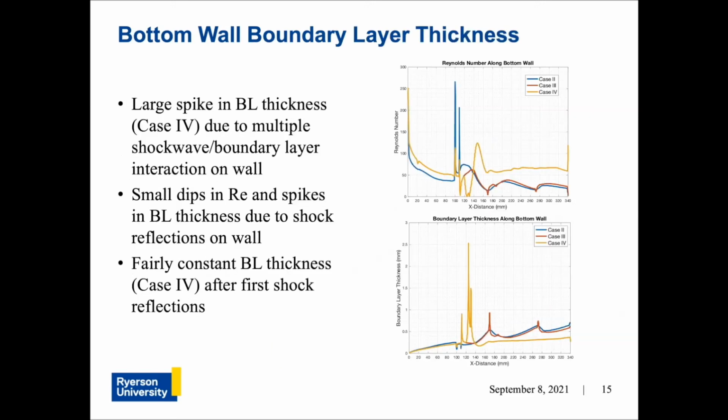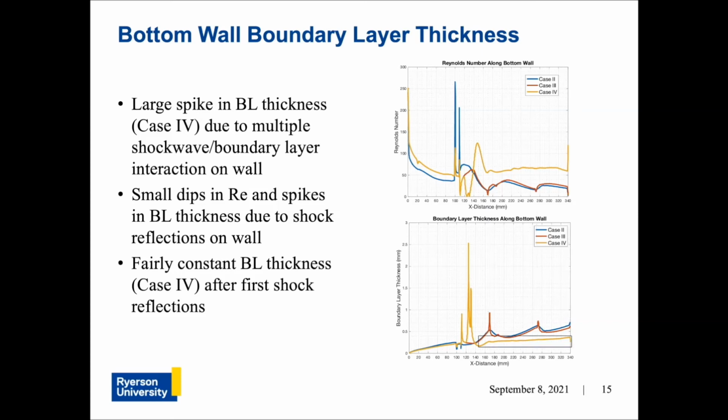Reynolds number and boundary layer thickness are inversely proportional. Note that viscosity, density, and velocity are also factors, where the spikes in boundary layer thickness or dips in Reynolds number occur during a shockwave boundary layer interaction on the wall. This is because downstream of the shock, velocity is reduced and a less steep gradient is needed to transition from the zero velocity wall to the slow flow.